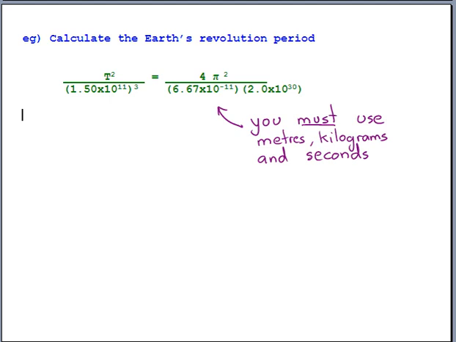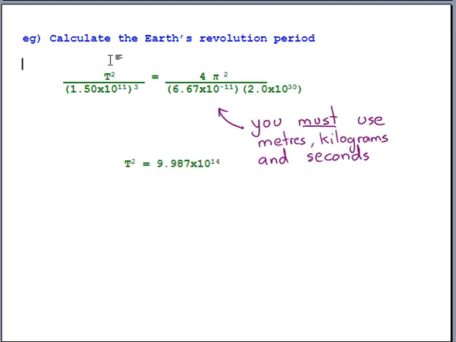T squared on top of radius of the orbit cubed is equal to 4 pi squared on top of big G, always the same number, and big M. This is the mass of the sun, the mass of the central body. If you're going to use this F net equals ma version, you must make sure you're using meters for the size of the orbit, kilograms for the mass of the central body, the sun, and you will get an answer in seconds for period. And it works great.